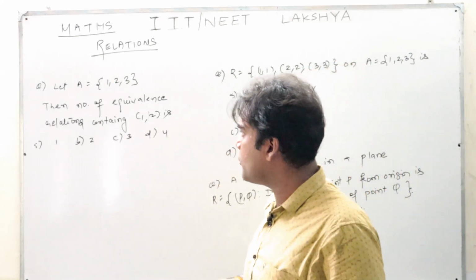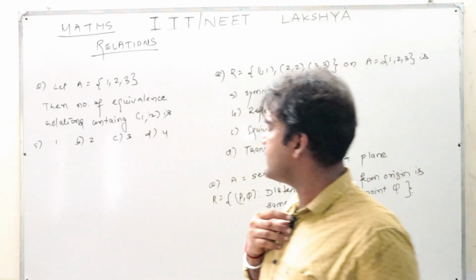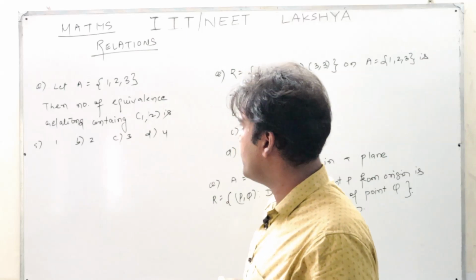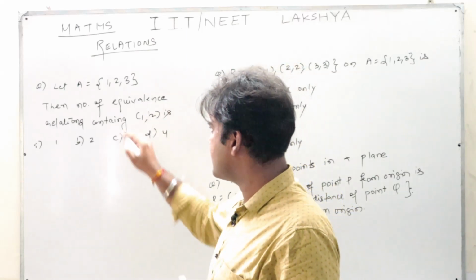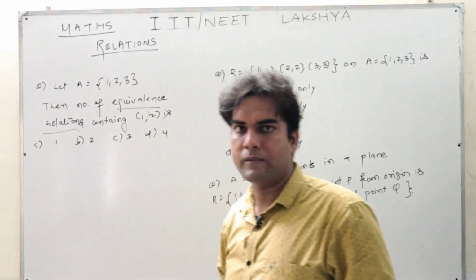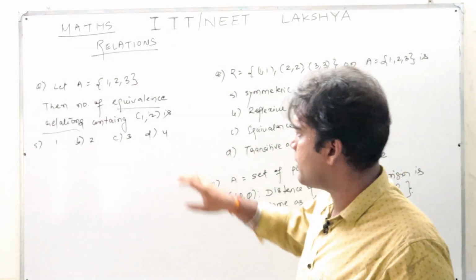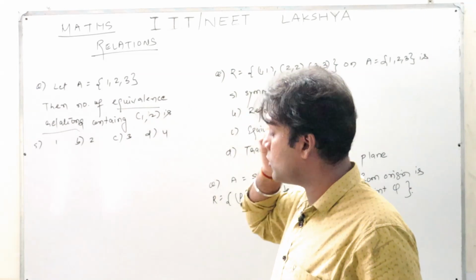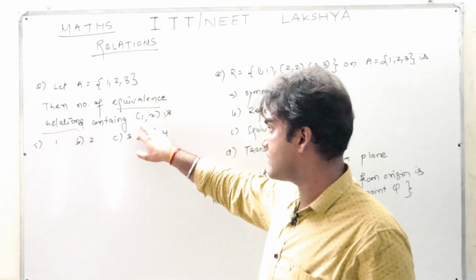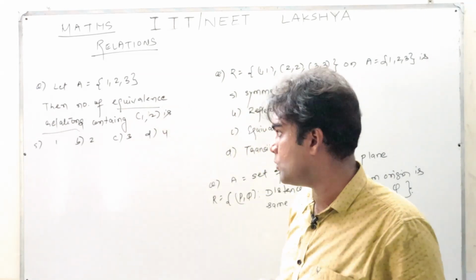This is an objective problem. Here it is given that set A is {1, 2, 3}. We need to find the number of equivalence relations. An equivalence relation means a relation which is reflexive, symmetric as well as transitive. So we need to find the number of equivalence relations containing (1, 2), meaning this ordered pair has to be there.